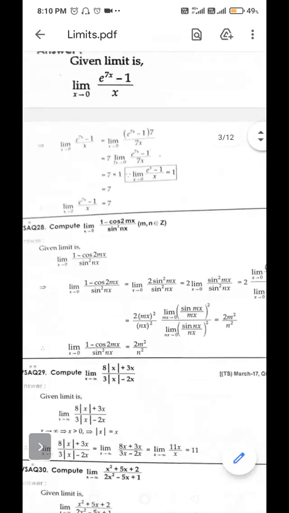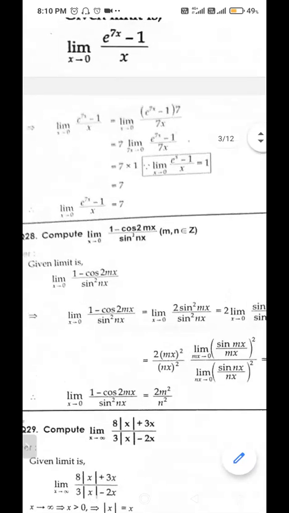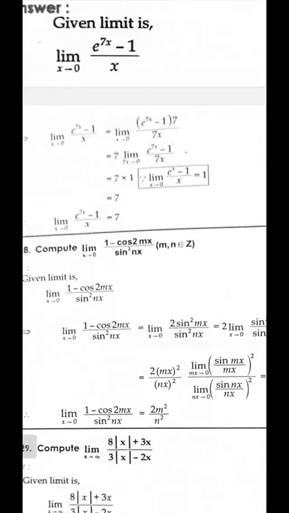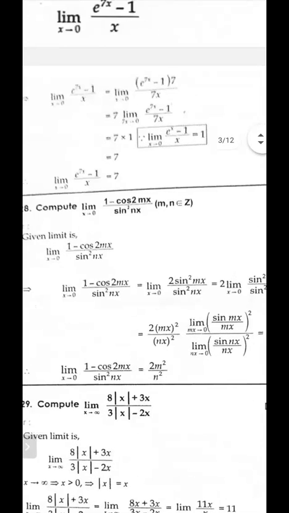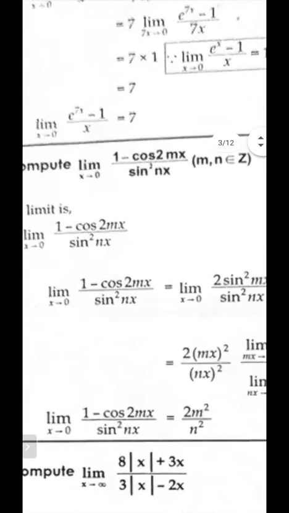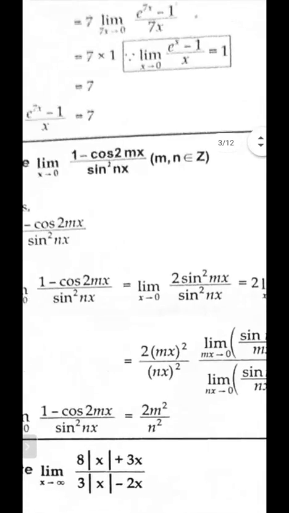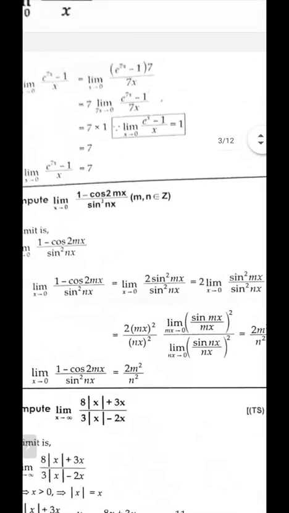Next. Compute the limit as x tends to 0 of (1 minus cos 2mx) by (1 minus cos 2nx), where m and n belong to Z. It means m and n are integers. What is the first step we are doing? We are using a formula in trigonometry.